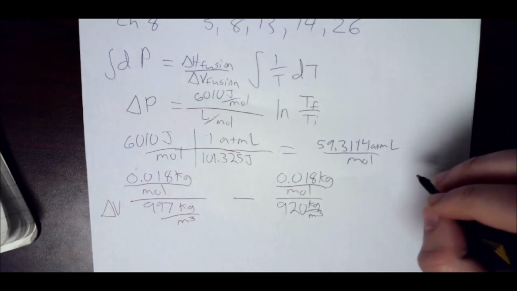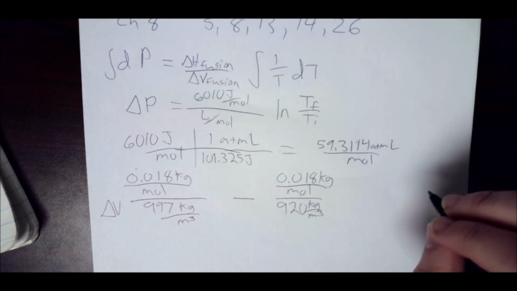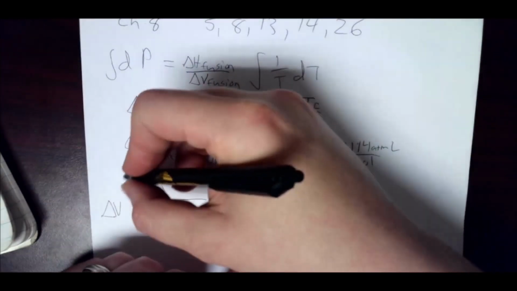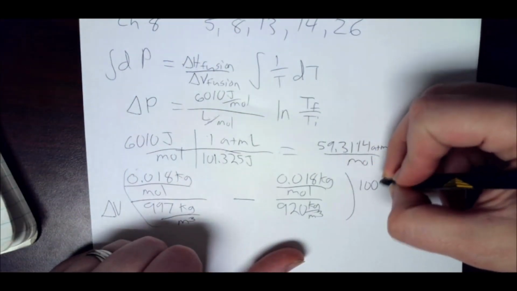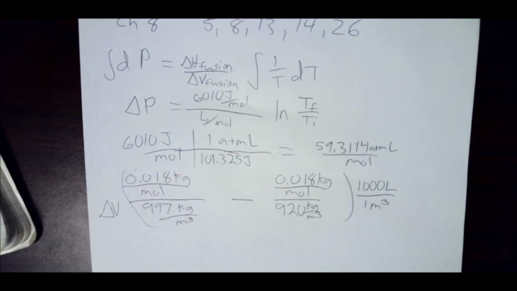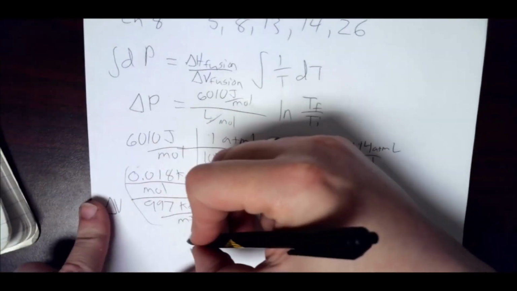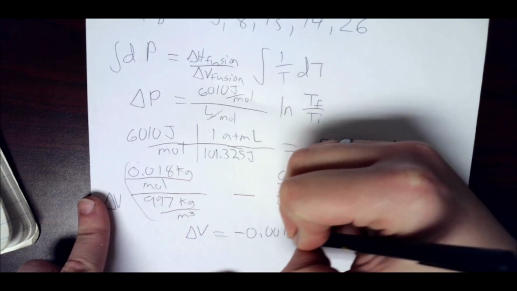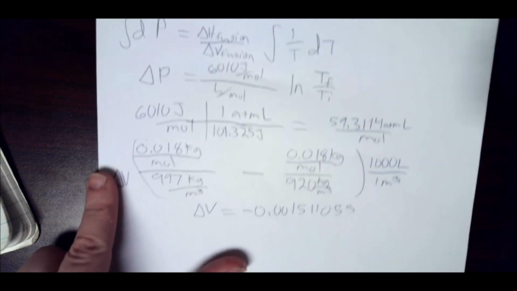But we can convert that, knowing there's something like 10 to the third, or essentially 1,000 liters in 1 meter cubed. So let's just say 18 divided by 997 minus 18 divided by 920 gives you something like the delta V being negative 0.01511055.